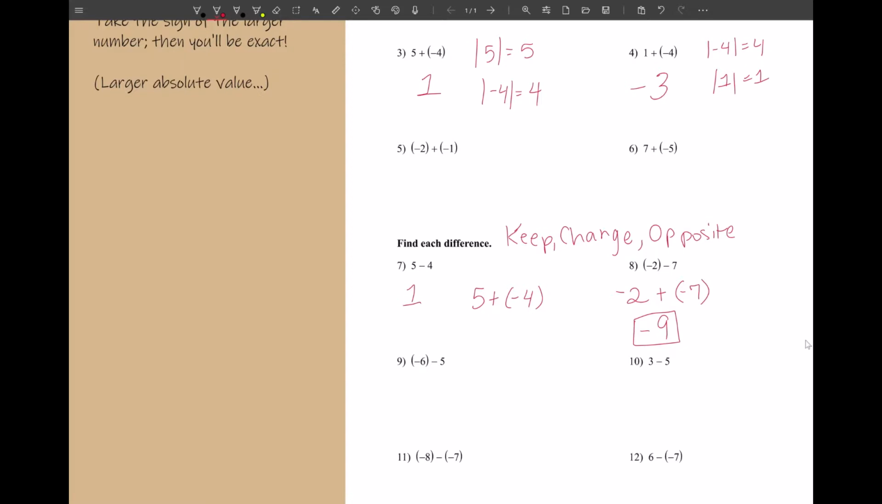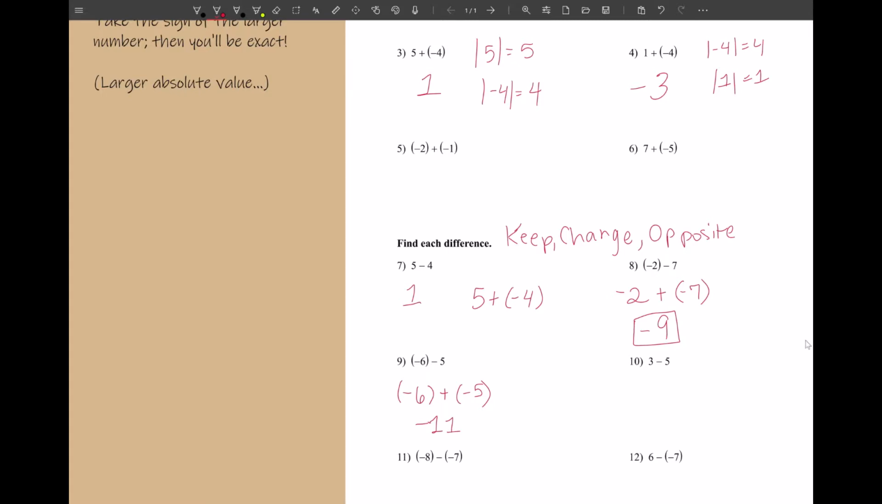Let's try number 9. -6 minus 5. That's saying -6 plus a -5. Now I have two numbers that I'm adding and the signs are the same. So that's going to be -11.